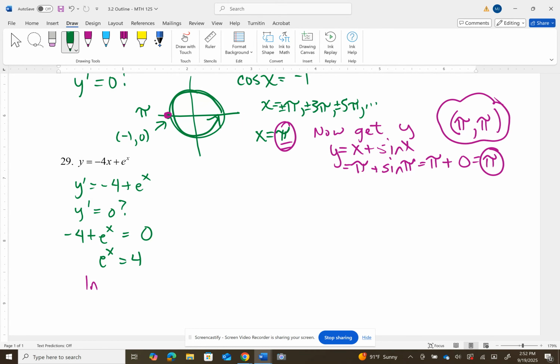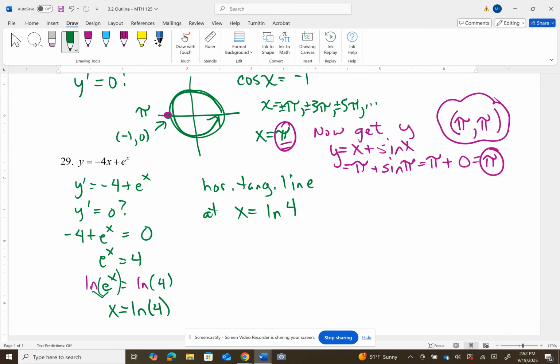So remember how to undo an exponential function, how you took the natural log of both sides? So that's what you would do here. And the natural log of e to the x, since those two functions are inverses of one another, you get an x back out, and you know x equals ln of 4. At this point you know you're going to have a horizontal tangent line. All right, so far you know horizontal tangent line at x equals natural log of 4.